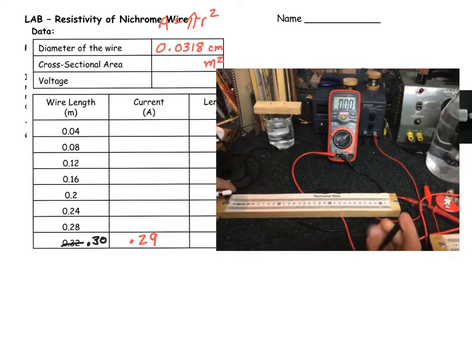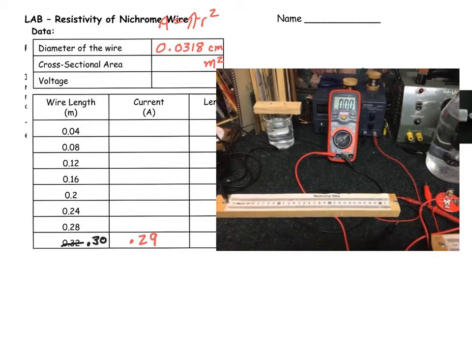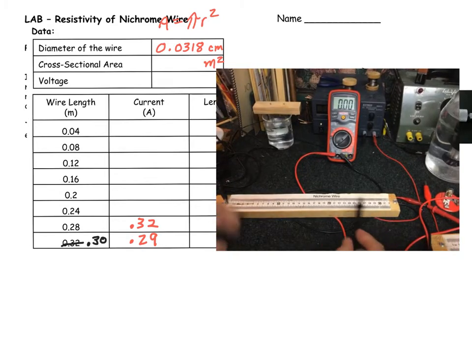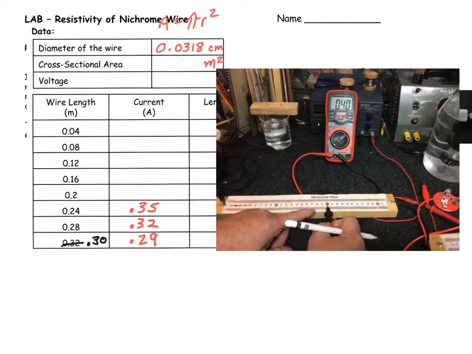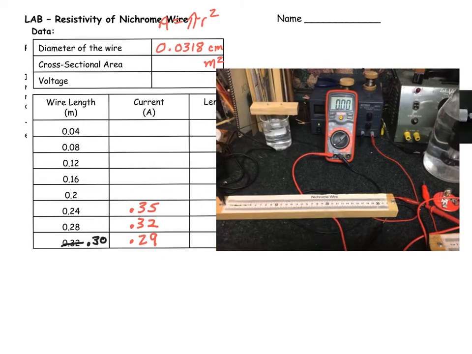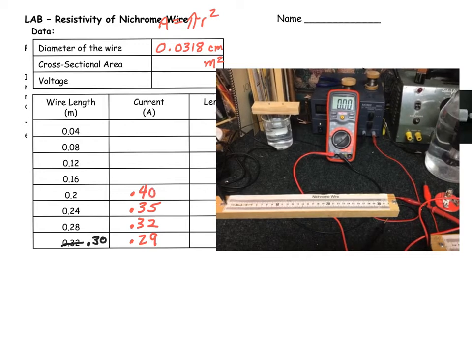Now we're going to go a little shorter. 28 centimeters, 0.32. A shorter piece, so the current went up. 24 centimeters, 0.35. 20 centimeters, 0.40.